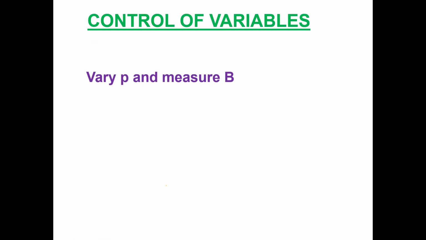Now give a side heading, control of variables. This is a formal heading. What to change, what to measure. Vary P. We will change the length P and we will measure B. So copy this. Have you copied it?